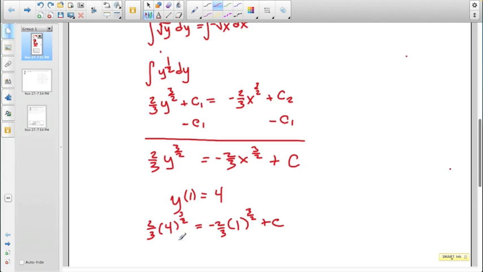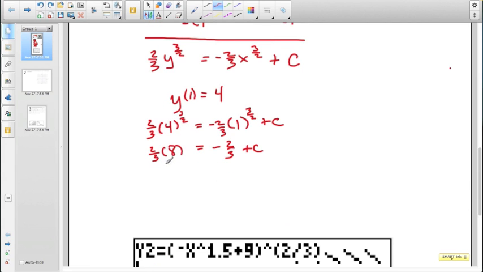So 4 to the 3/2 power is something you should be able to do in your head. What I do is I do the denominator first. 4 to the 1/2 power, that's a square root. So square root of 4 is 2. 2 cubed is 8. So we really have 2/3 times 8. And this is equal to minus 2/3 plus c. And so solving this, we get 16/3 equals minus 2/3 plus c.